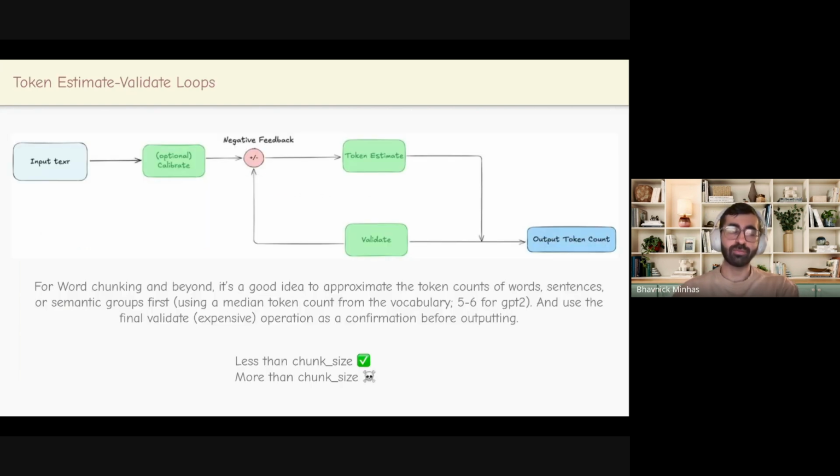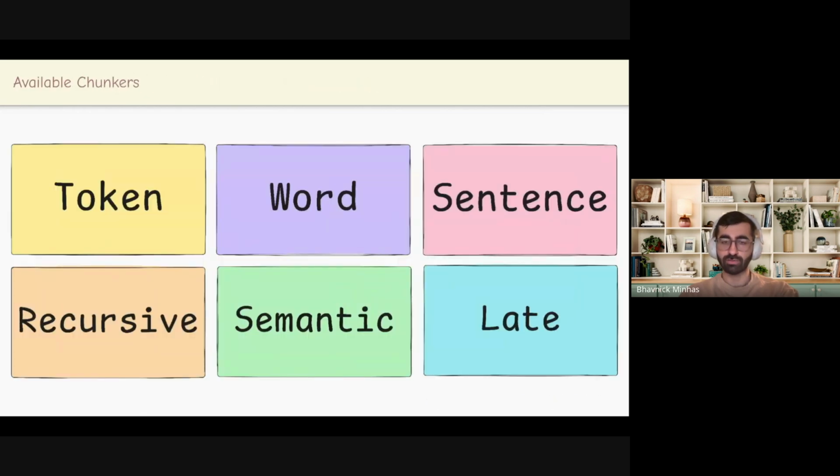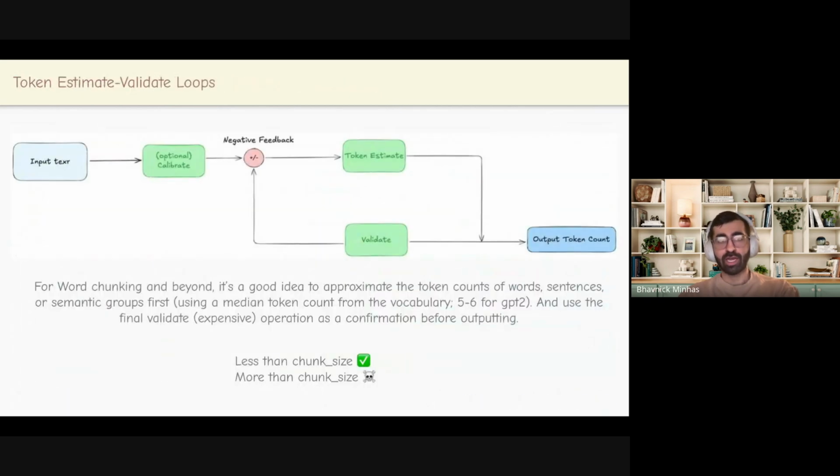So yeah. Then one more thing that we use in Chonkie is token estimate validate loops, which is one of the biggest reasons I would say that we're faster in some aspects. These loops are used at the moment in sentence as well as recursive chunking. And we plan to add that into word chunking as well, because that's where it should be used too. The idea is just that encoding is still the longest time-taking process. It takes the longest amount of time, right?